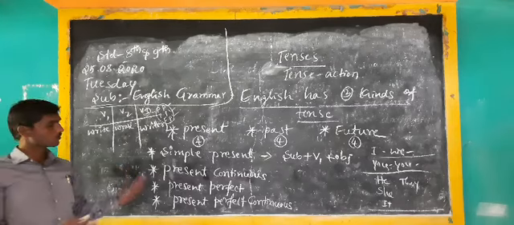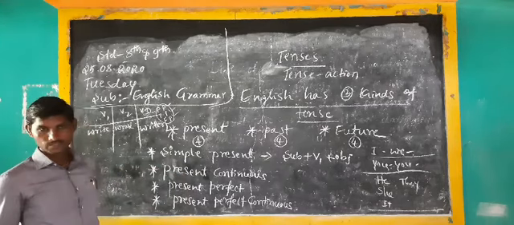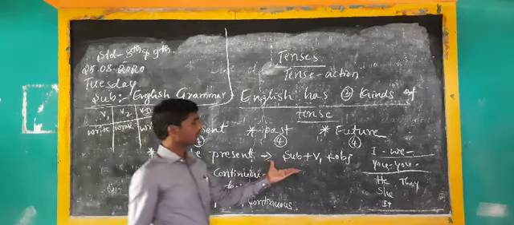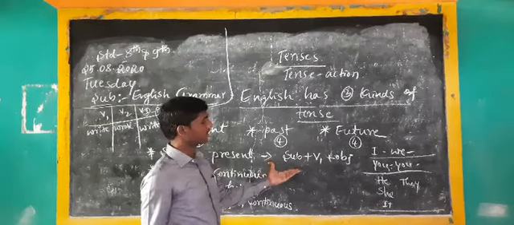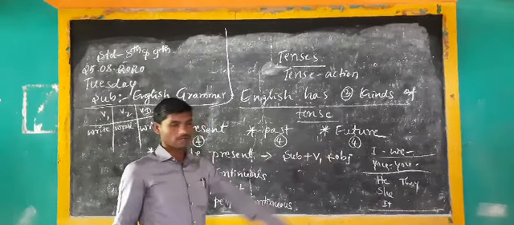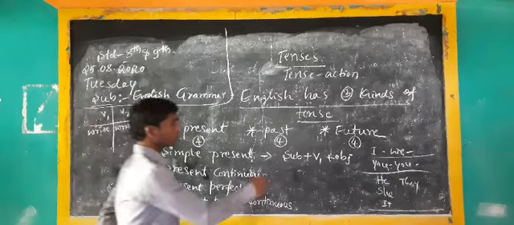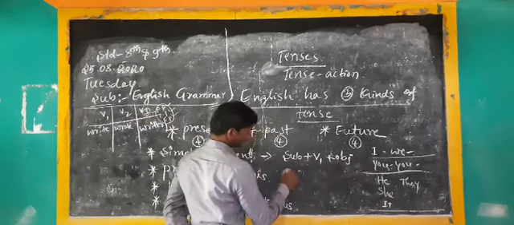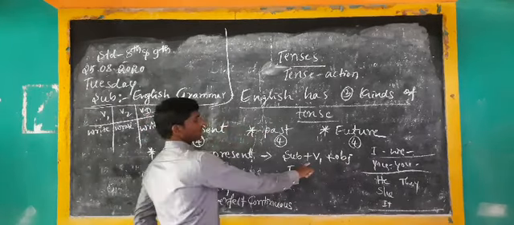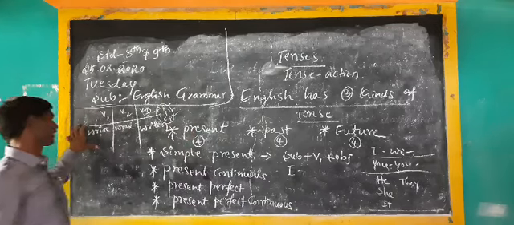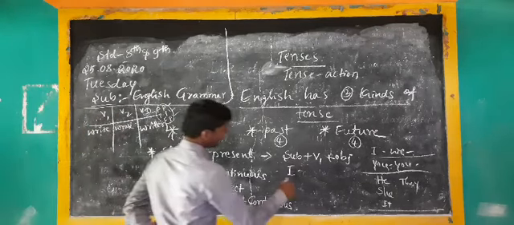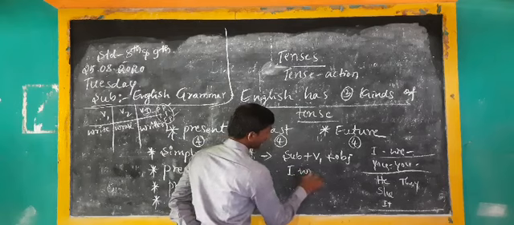Here we have the discussion about the simple present tense. We already understood the first level, the subject base, with the help of pronouns. The second point is there. Here I will take I, then plus V1. So we have to take in the position of V1.